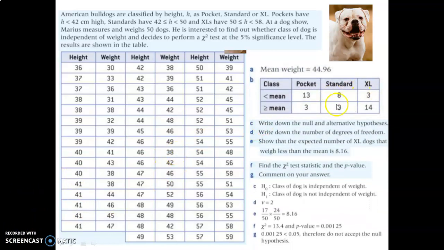So you're going to enter this data table in here. You're going to check these answers. Let's see how you did.